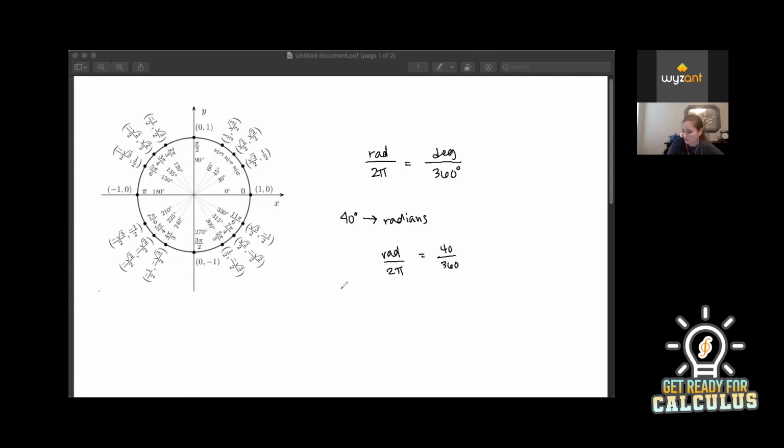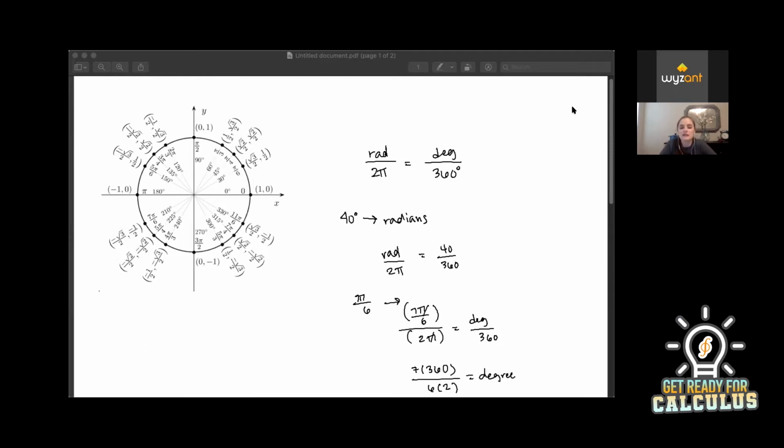Same thing if you're trying to change something from radians to degrees. So like, let's say that we had 7 pi sixths. If you have the unit circle handy and it's on the unit circle, you could just go see where it's at. Otherwise, we could plug into here. So we could say 7 pi over 6 all over 2 pi is equal to degrees over 360. The pi's will cancel out, and we will end up with, let's see, 7 times 360 over 6 times 2. Whatever that simplifies to is going to give us our degree answer.